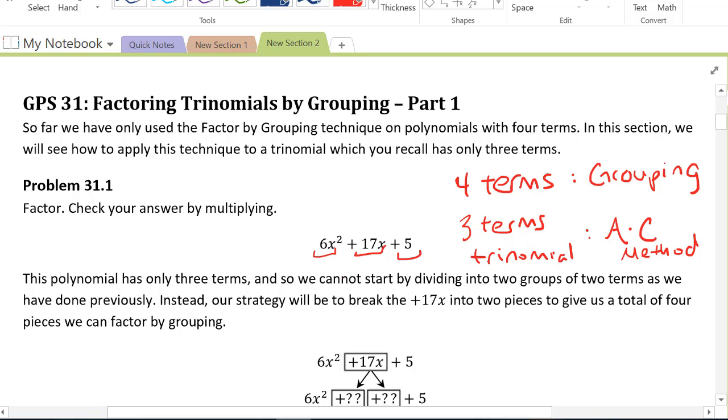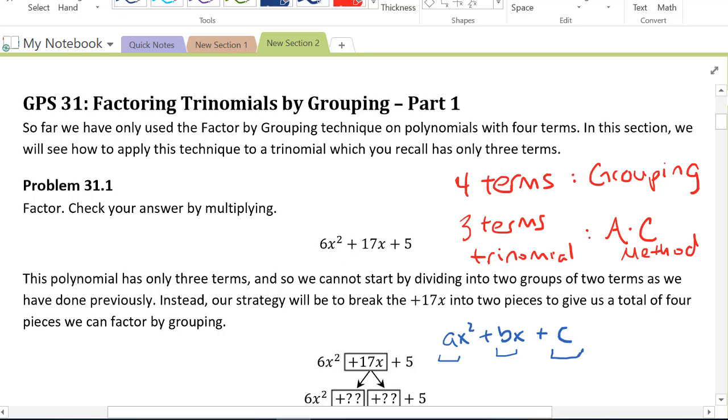If we look at the standard form of a quadratic, it takes the form ax squared plus bx plus c. The coefficient in front of the x squared is the a term, and the last constant, the number without any variable next to it, is called the c term. The middle one is called the b term. So we have a, b, and c.